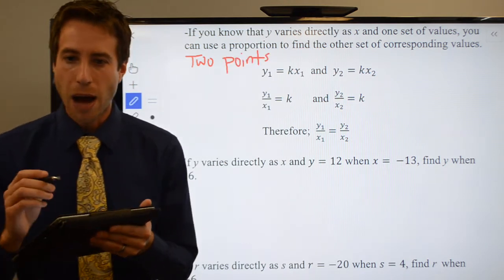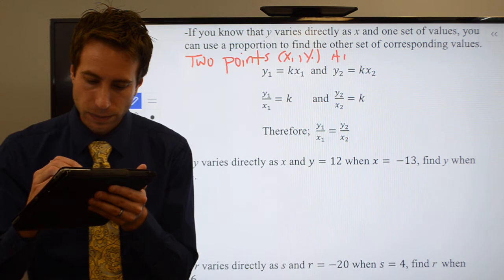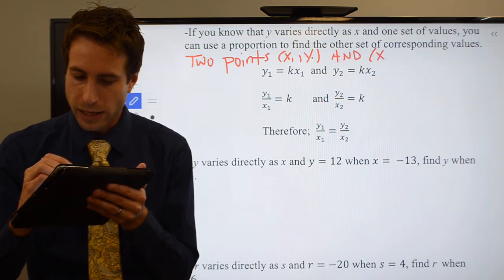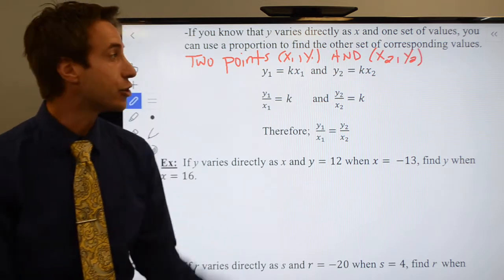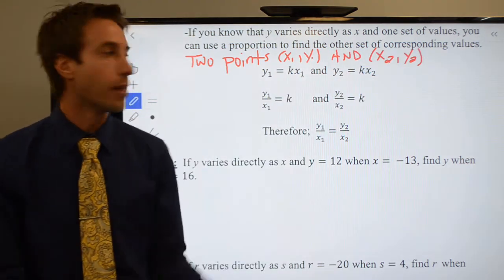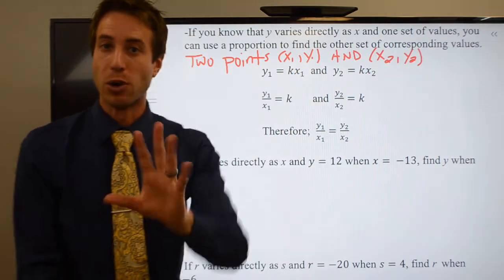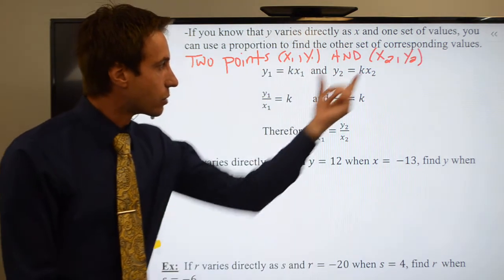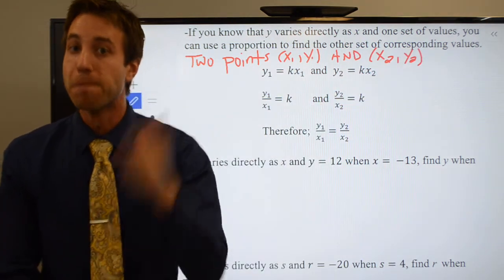Let's go ahead and call those points x1, y1, and x2, y2. All right, so what you're going to be given is two points, two coordinate points, x, y. We'll call one x1, y1, and the other one x2 and y2. Each of these represents the direct variation for one of those points.